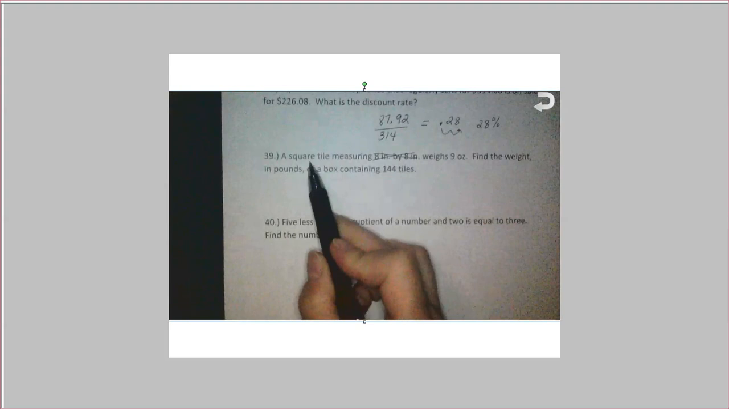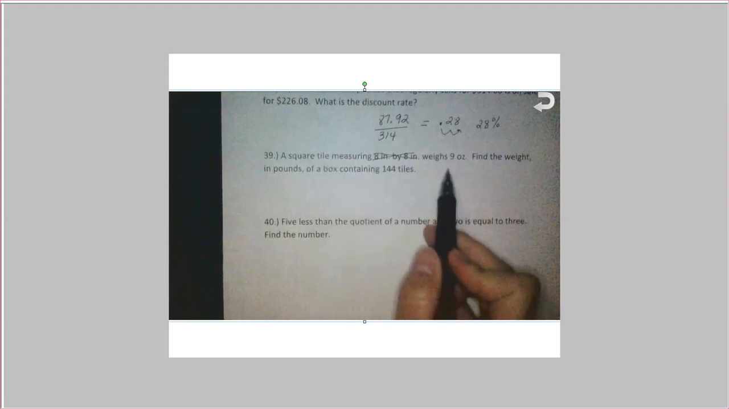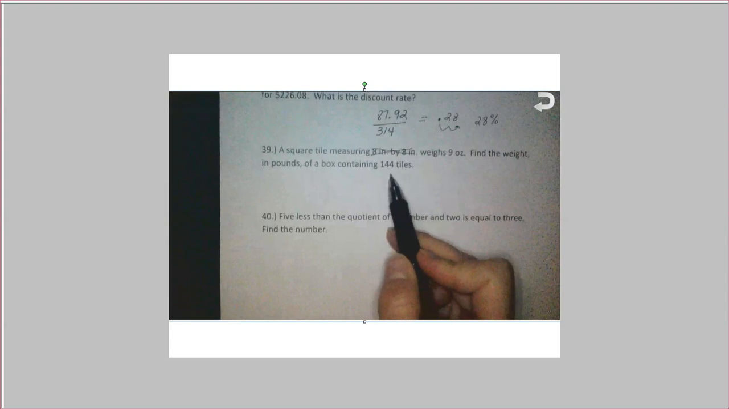All right, number 39. A square tile measures 8 inches by 8 inches and it weighs 9 ounces. Find the weight in pounds of a box containing 144 tiles. One thing to be careful about here is the dimensions really are not necessary to know. This says 1 tile weighs 9 ounces. So 144 tiles are going to weigh how much? Now, one thing we've got to pay attention to is this is given in ounces, and I want an answer in pounds. We'll get there.